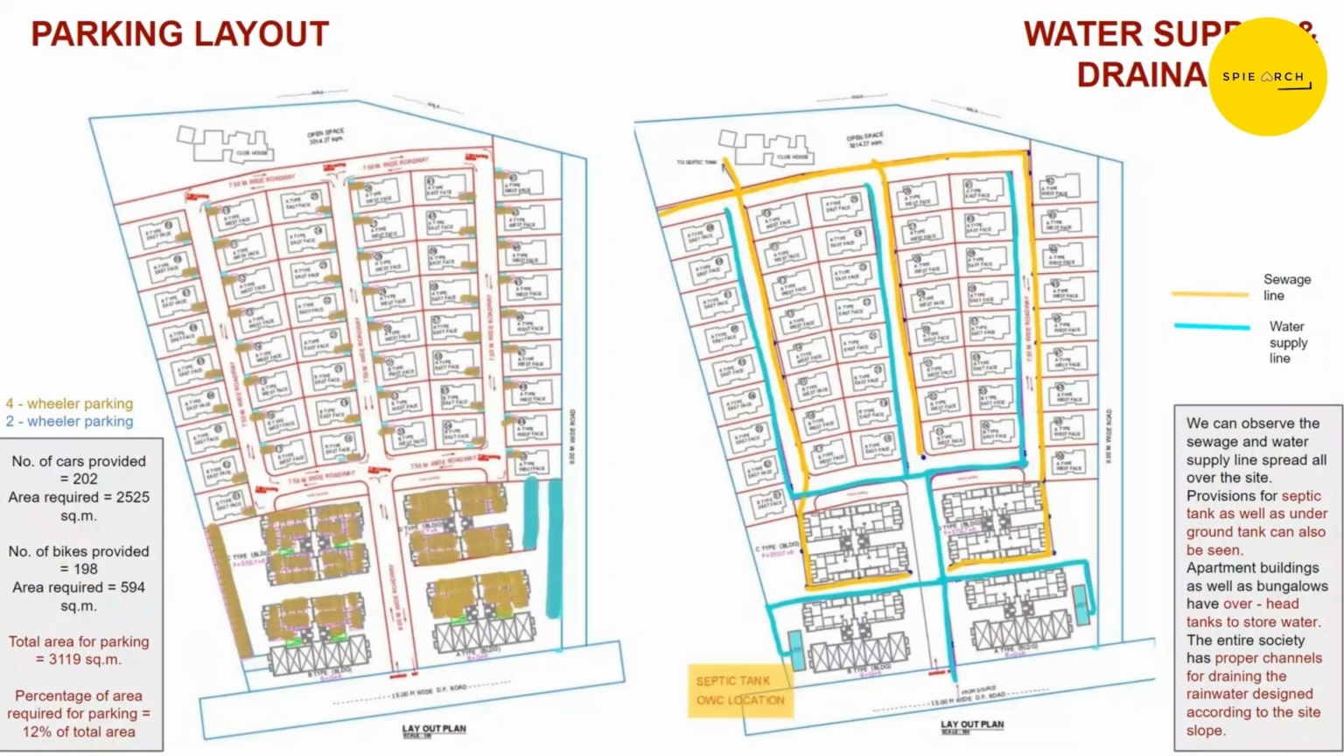They have also planned water supply and drainage properly. They have provided a septic tank and two underground tanks near the entrance of the apartments. I'm marking it with my laser. Underground tanks they have provided. Then they also have overhead tanks to store water on each bungalow, as well as a common overhead water storage tank for apartments. They have designed proper channels for draining the rainwater according to the site slope, that is towards the north.